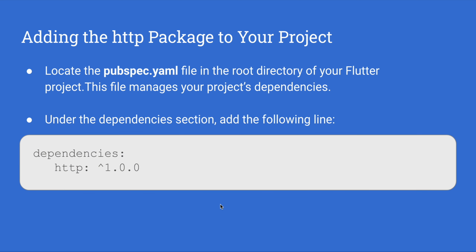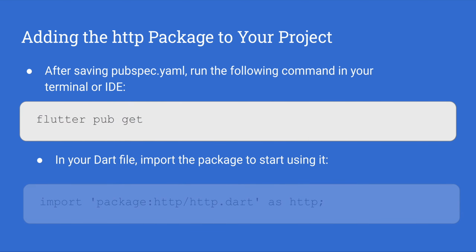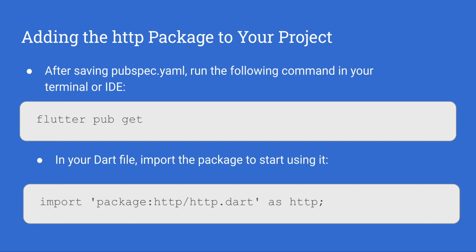Adding the HTTP package to your project. First, we open our pubspec.yaml file in our Flutter project's root directory. Under the dependencies section, we add the line http with the latest version of HTTP. Then in our terminal, we run flutter pub get to get this dependency, and in the Dart file we import this HTTP package using import 'package:http/http.dart' as http.